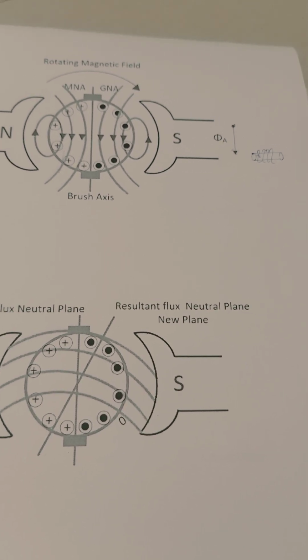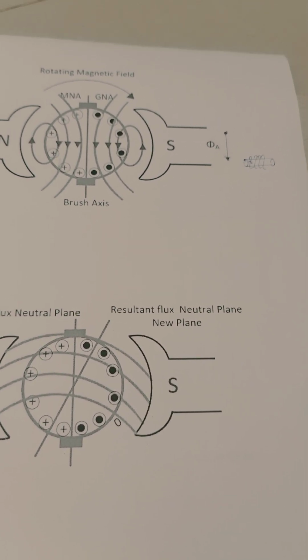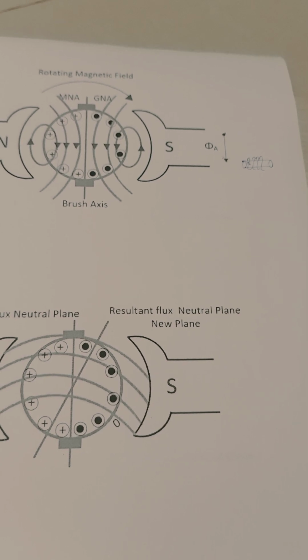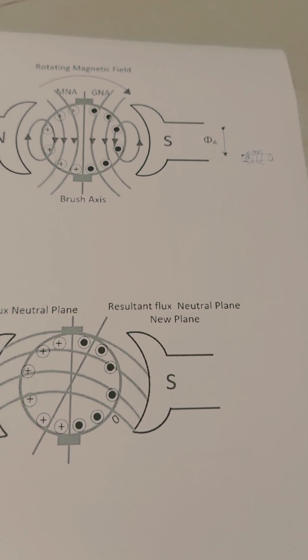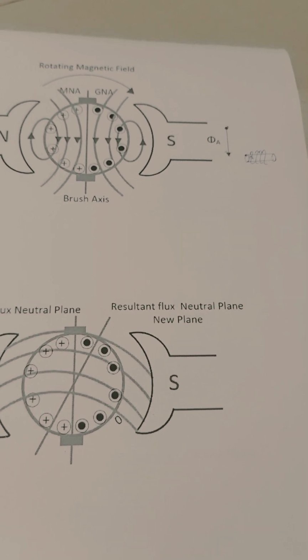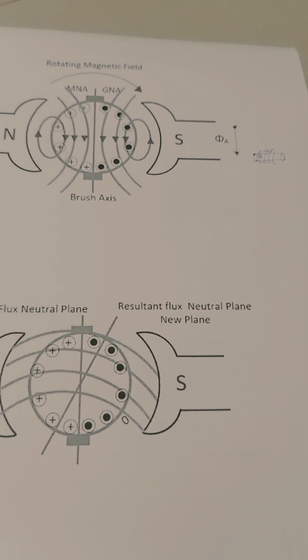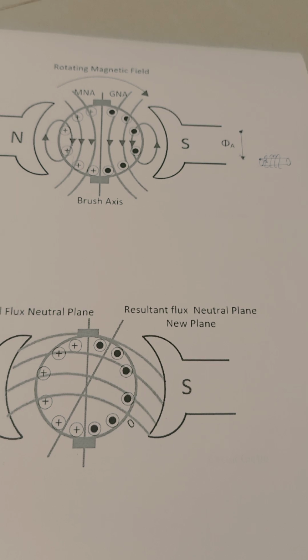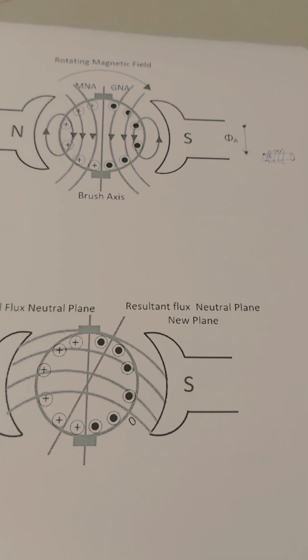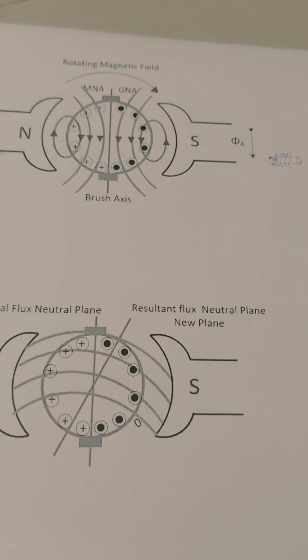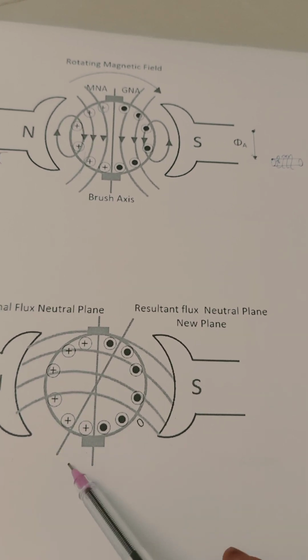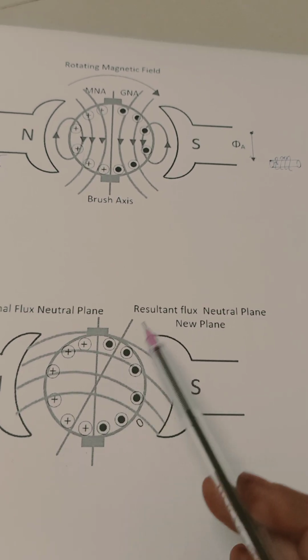The machine has both the fluxes, armature flux and the field pole flux. The armature flux is produced by the current in the armature conductors, while the field pole flux is produced because of the main field poles. These two fluxes combine and give the resultant flux phi r. This is the direction of the resultant flux.